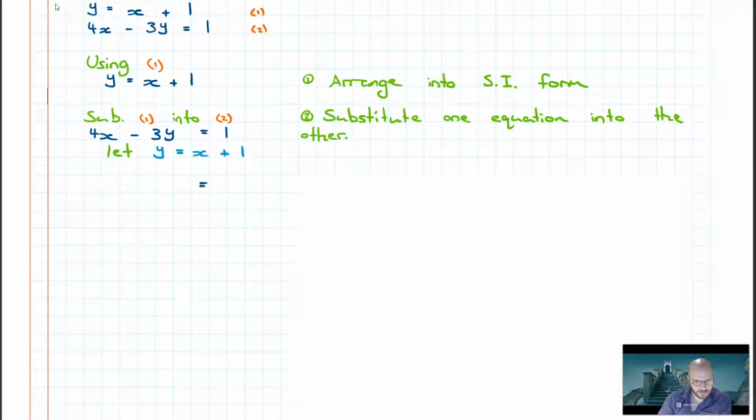Now going to the next line, I'll say 4x minus 3, and then every time we see y, we're going to replace it with x plus 1, because we're substituting x plus 1 in for y, and that's still equal to 1. Alright, so we've done the substitution here.